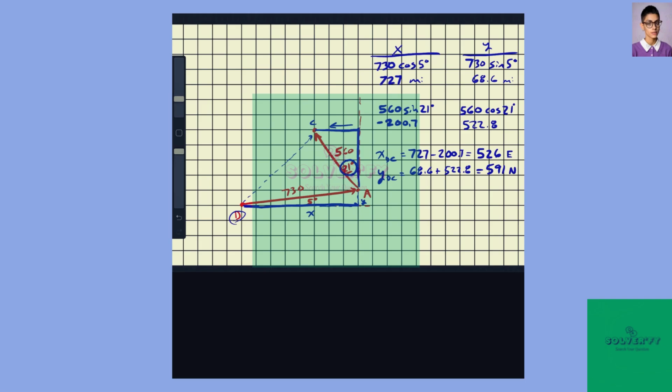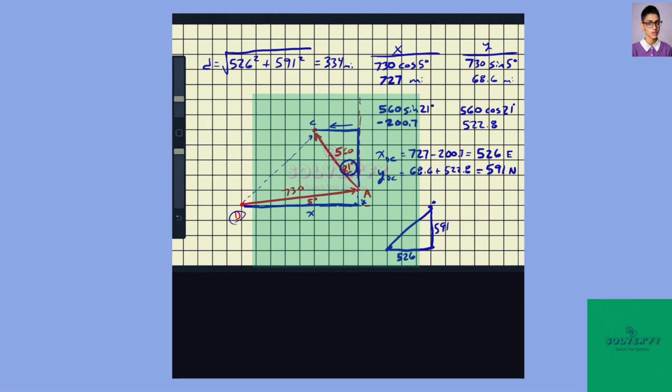And so if we redraw it from Dallas to Chicago, we have 526 east, 591 to the north. And I'll go up to the top to finish it, our total distance is going to be 526 squared plus 591 squared. And then we take the square root of it. That's just our Pythagoras theorem. And that's going to be equal, when we plug that into a calculator, 334 miles.